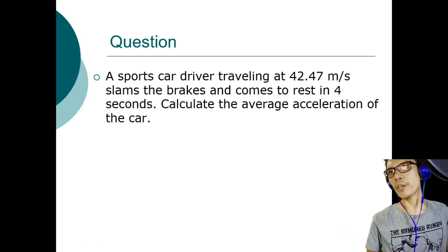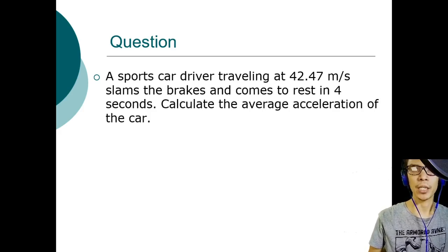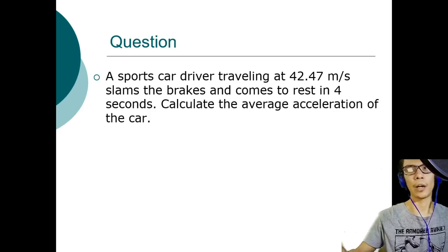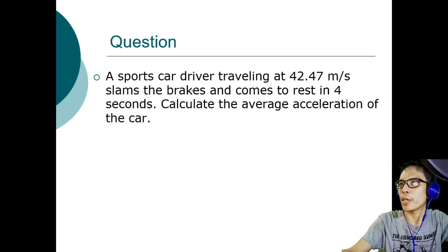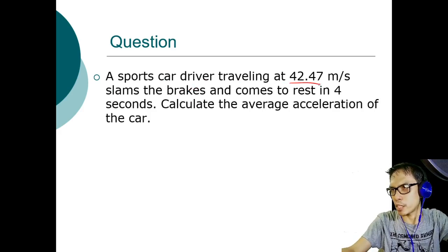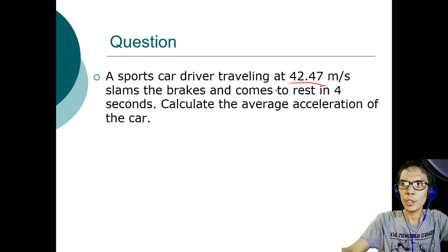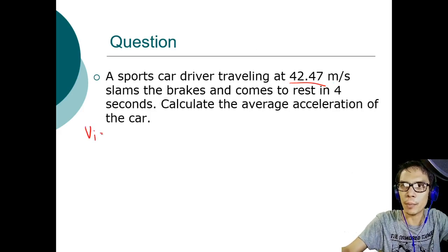A sports car driver traveling at 42.47 meters per second slams the brake and comes to rest in 4 seconds. Calculate the average acceleration of the car. Let's analyze first and look for the given. It is said that the driver is traveling at this speed. Since this is the first velocity that we have encountered, that will be your v sub i. So 42.47 meters per second.